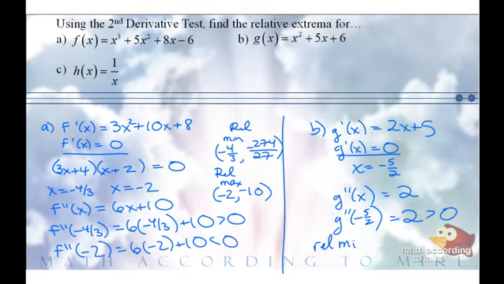And negative 5/2, comma, put in negative 5/2 back into the original function.